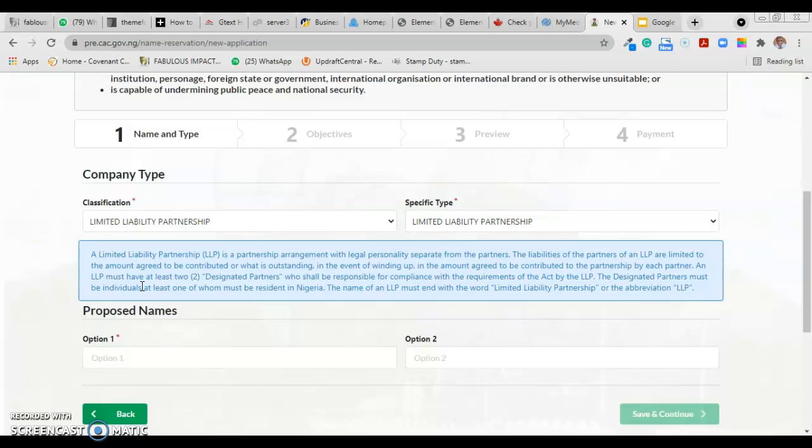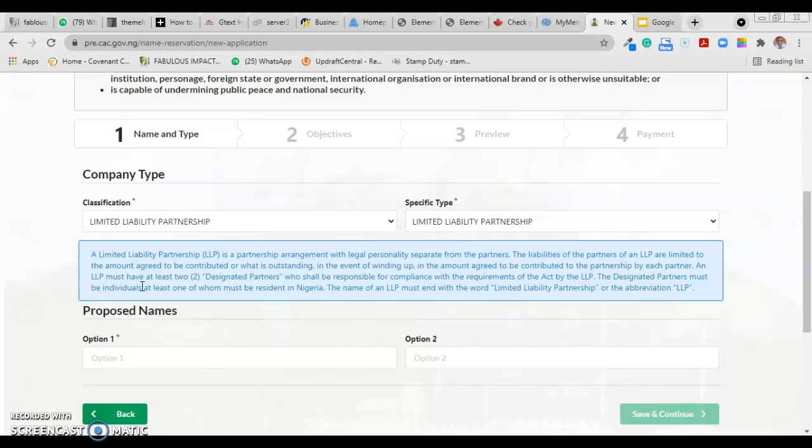So this partnership arrangement is nothing much different from limited partnership, but the only difference is that all the partners here have limited liabilities. Their liabilities are restricted to the amount of their contribution, the amount of their investment. Are you getting it? Yes. So you can see that it's a partnership arrangement with legal personality, separate from the partners. This is also to say that an LLP has a legal personality.